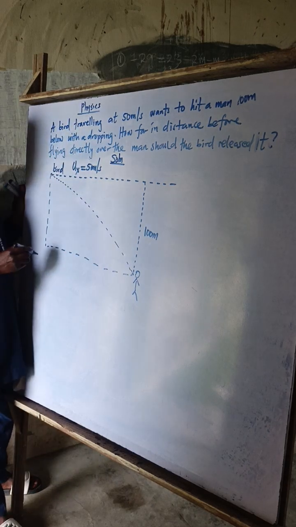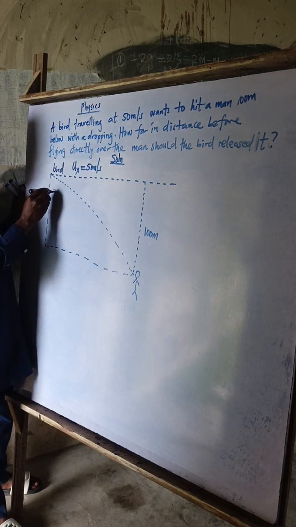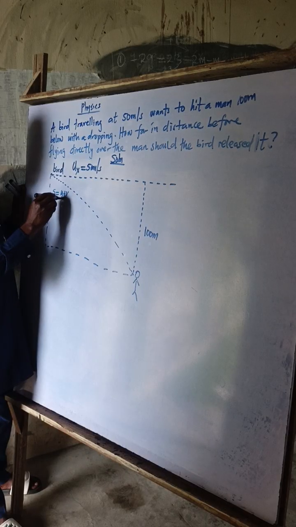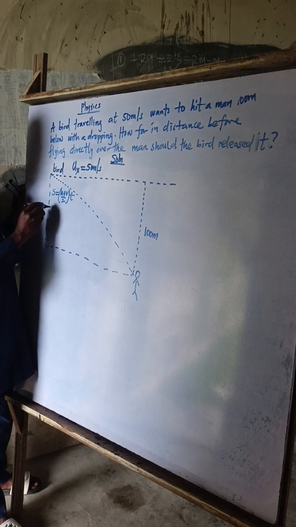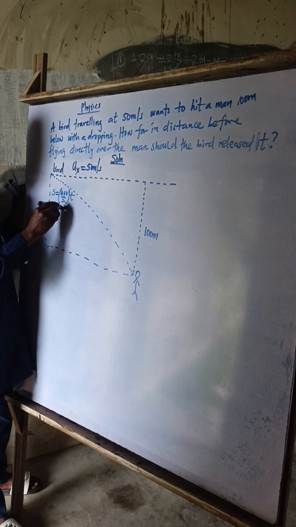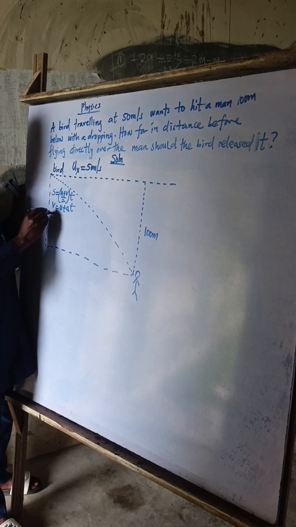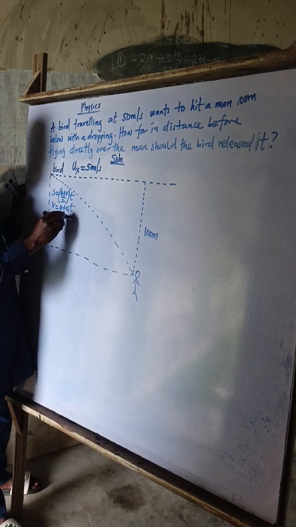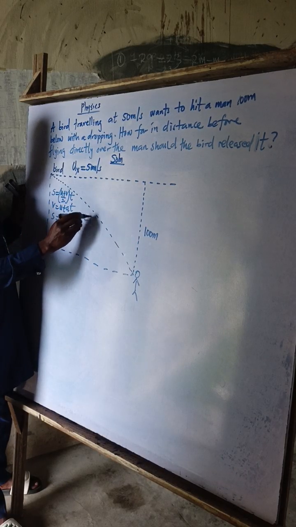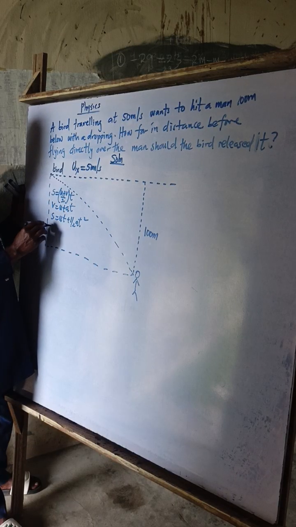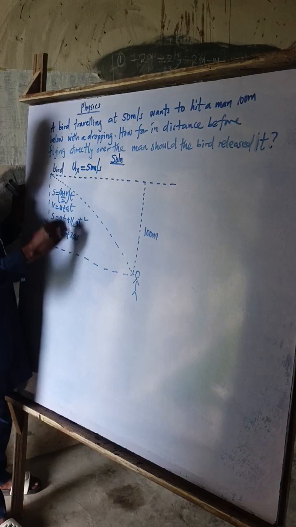Now, according to Sir Isaac Newton, there are 4 equations of motion. The first, we have S equals to U plus V divided by 2 times T. The second, we have V equals to U plus AT. The third, S equals to UT plus 1 over 2AT squared. And the fourth, V squared equals to U squared plus 2AS.